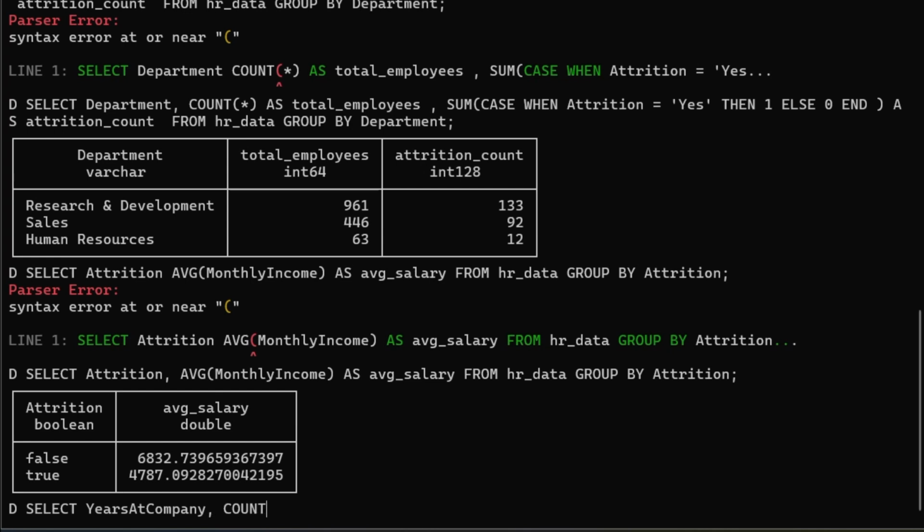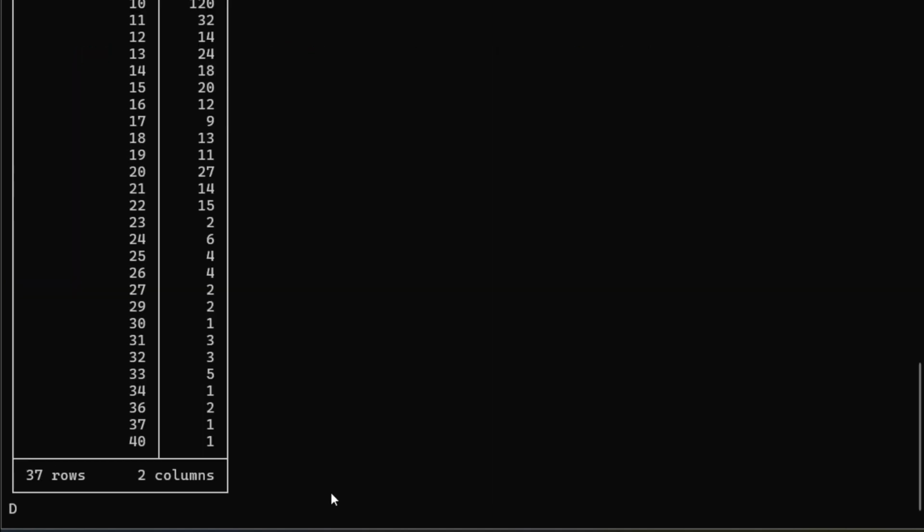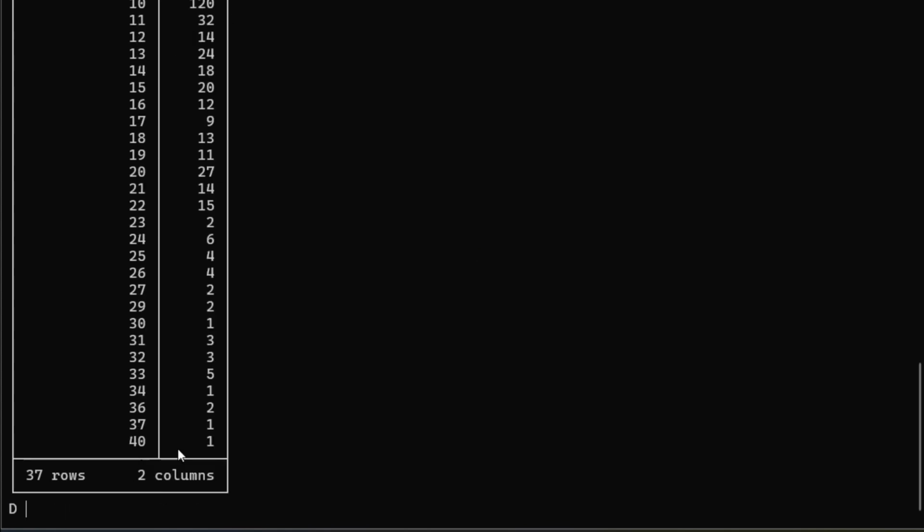So we select the years at company and count star as total, taking it from HR data, and then group by years at company and order by years at company. So we got a long data set. This helps us see the patterns: whether new employees are leaving quickly or long term employees are leaving quickly.